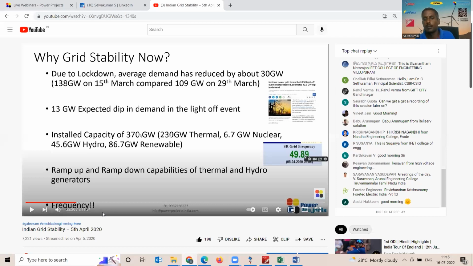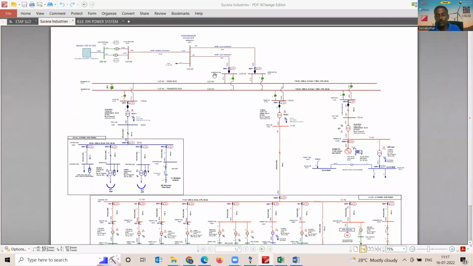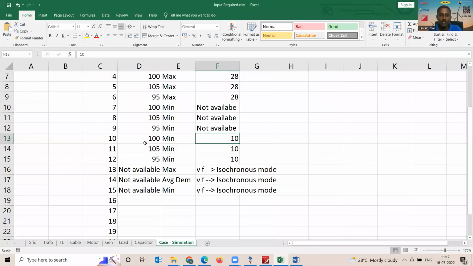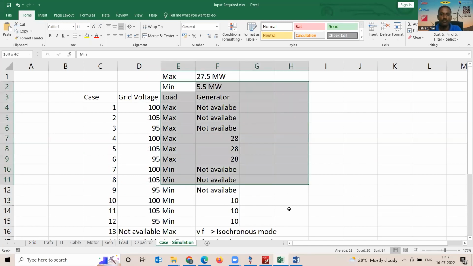the most dynamic system in the world, by using a steady state analysis as well as a little bit of dynamics. The same system we have done load flow for all these possible different combinations. The first step we have done: what information has to be collected for a grid, transformer, transmission lines, cables, motors, generators, loads, capacitors. What input data is required to be collected, and what are the cases to be framed?